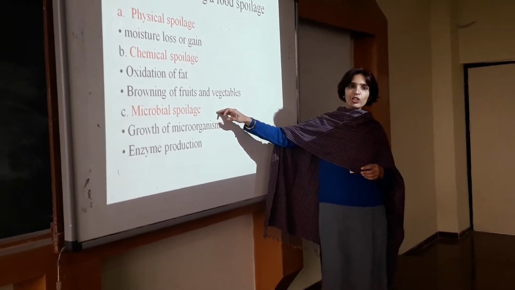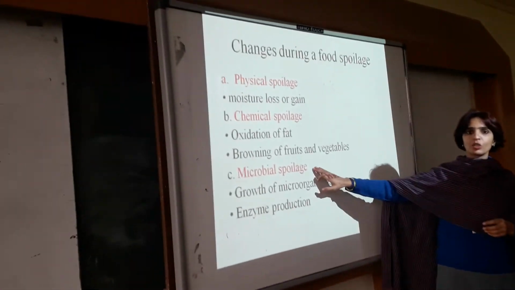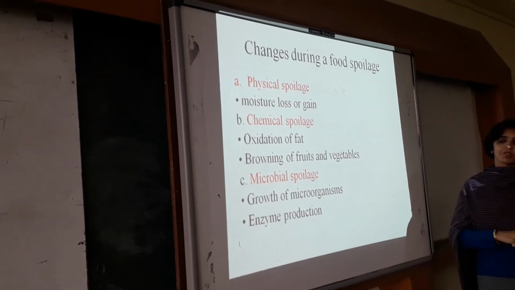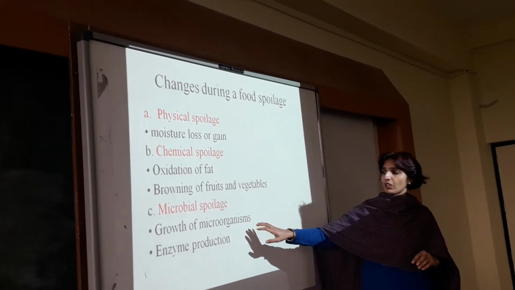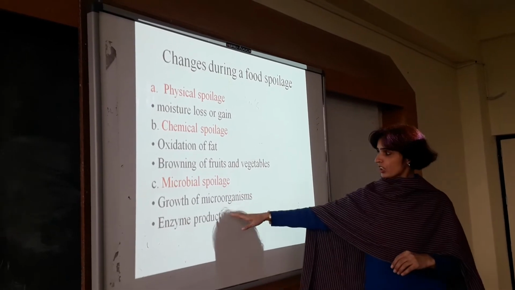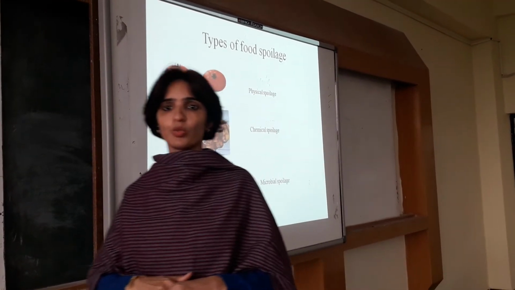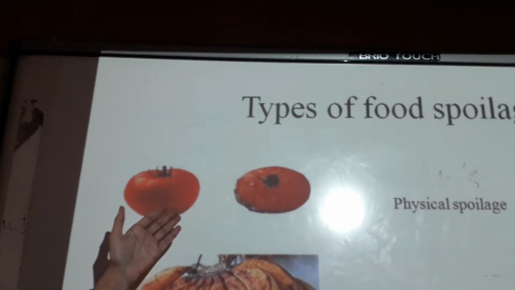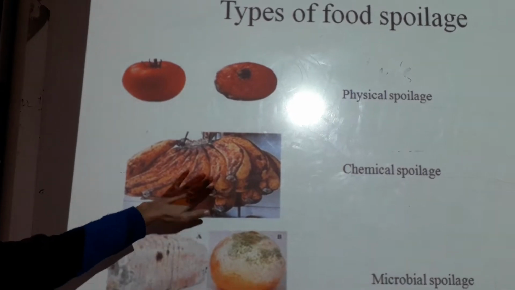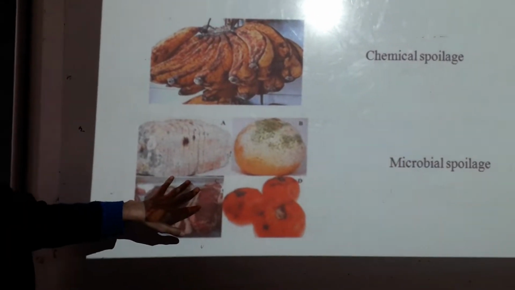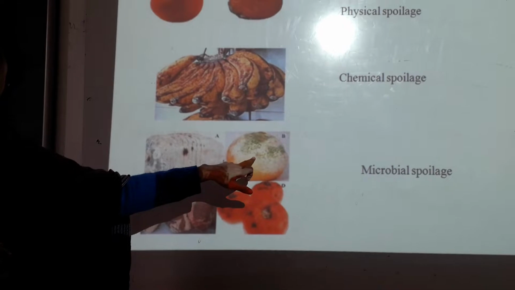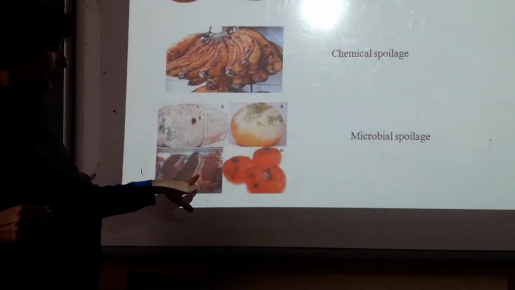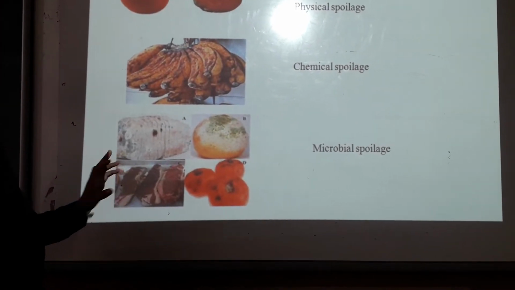Now comes microbial spoilage. All of us can easily see the growth of microorganisms. Microorganisms are not visible to the naked eye, but their growth is visible. The growth of microorganisms and enzymatic production can be seen in a food stuff. So this is physical spoilage, meaning the loss of moisture. This is chemical spoilage, as the coloration of the banana has changed. And this is microbial spoilage. All of you can easily see the growth of a fungus on it. You can see bread molds and different growth parameters visible on the food stuff.